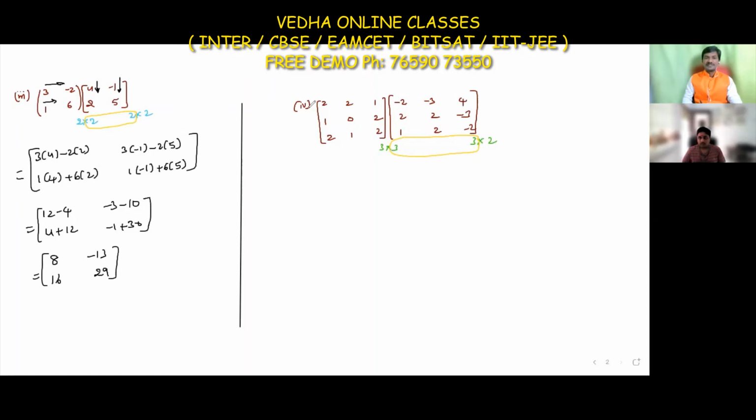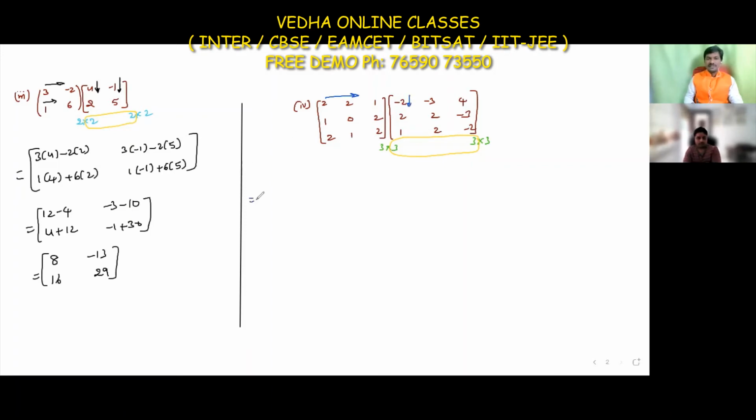Yes. Okay, it is 3, sorry. Okay, so now how do we multiply? Multiplication. Yes, first row with first column.